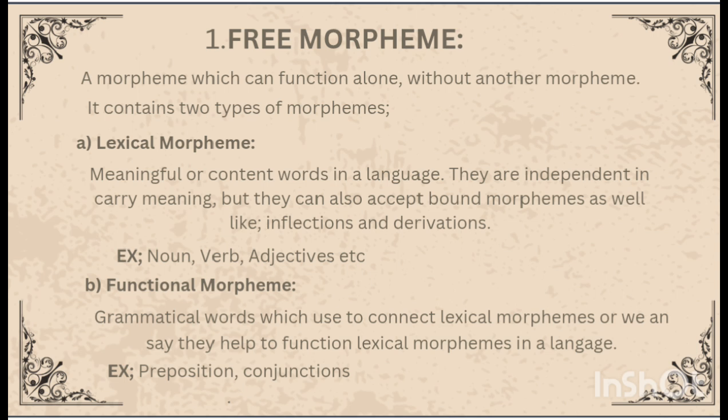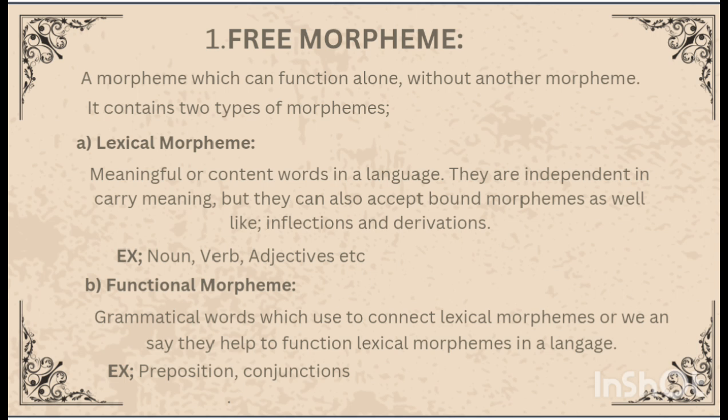So they don't need any other morpheme, but they can also accept bound morphemes. They don't need bound morphemes or any other part, but they can accept bound morphemes, like inflections and derivation. Then in lexical morpheme, I told you, noun, verb, adjective, adverb are known as lexical morphemes because they are meaningful words.